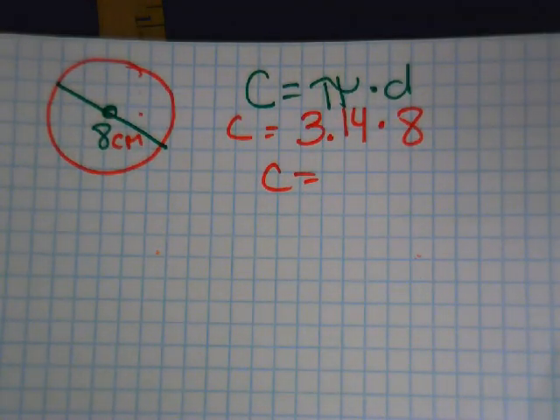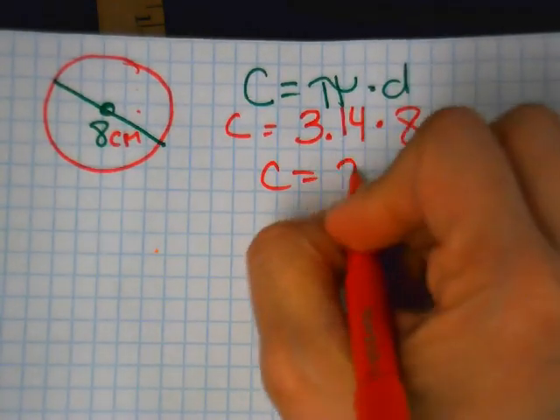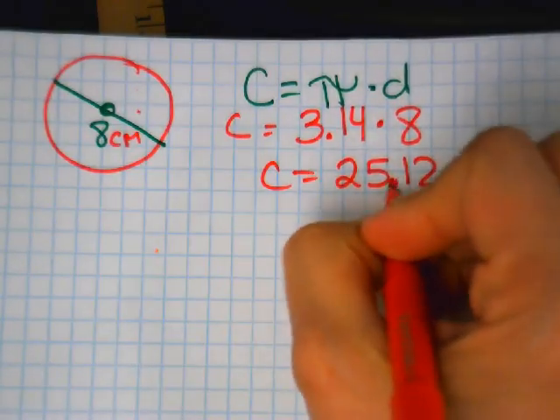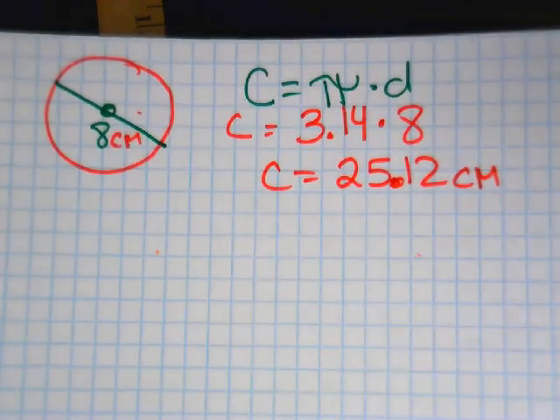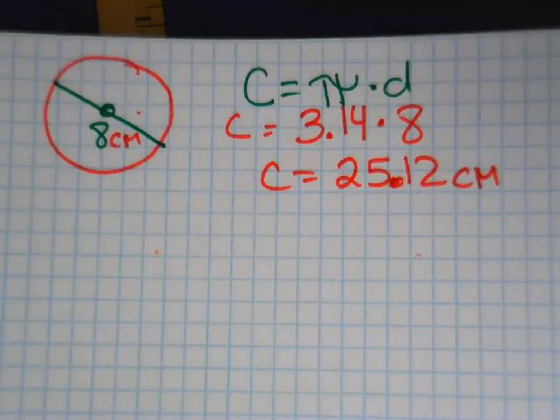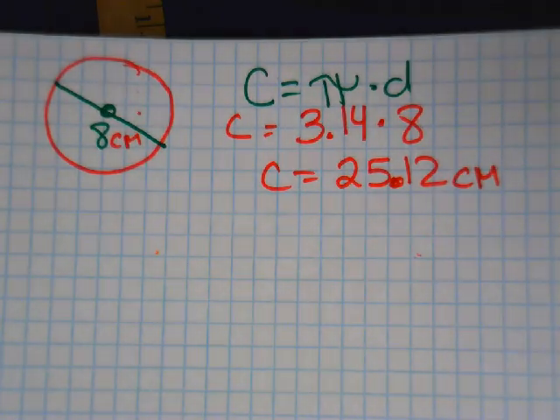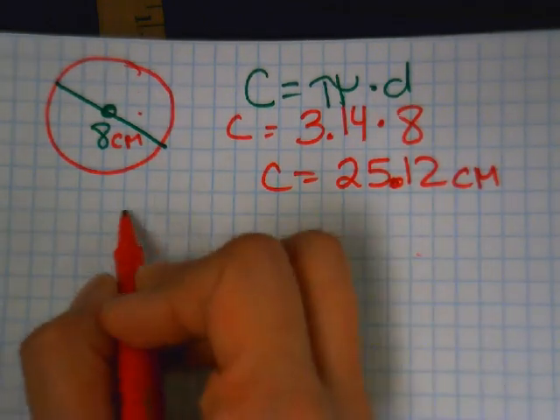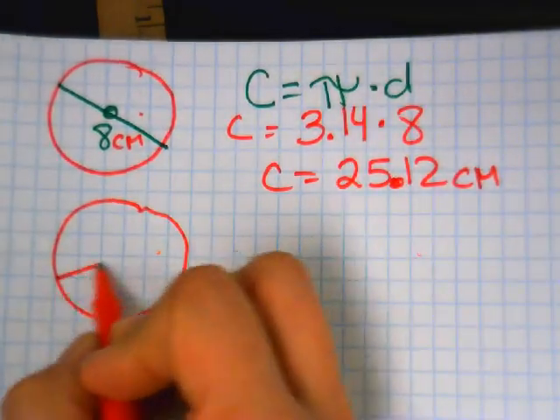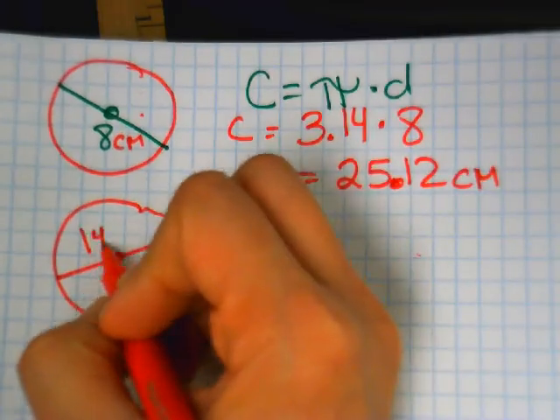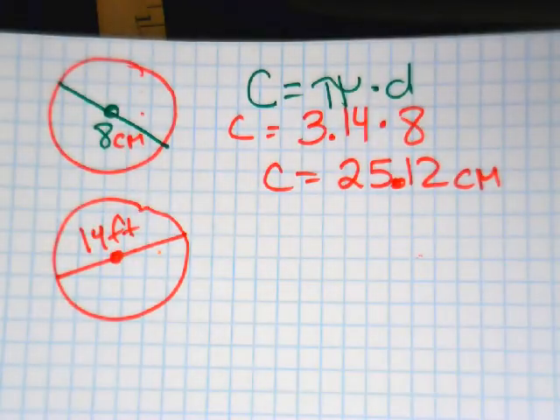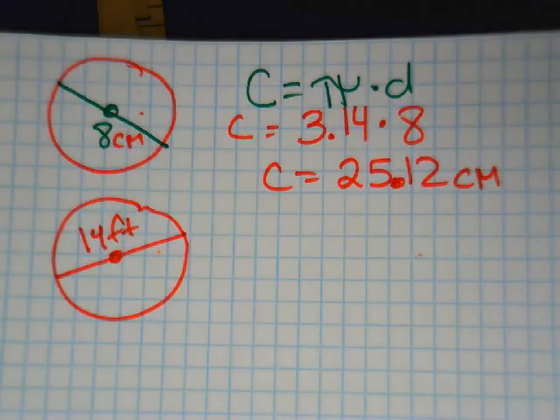3.14 times 8. 25.12 what? Centimeters. And that's it. That's all you have to do. Does it look scary? Yes. Is it? No. Okay, let's do one on your own. Let's say this is 14 feet. Let's see what you guys can do. Find the circumference while I take a cold coffee break.